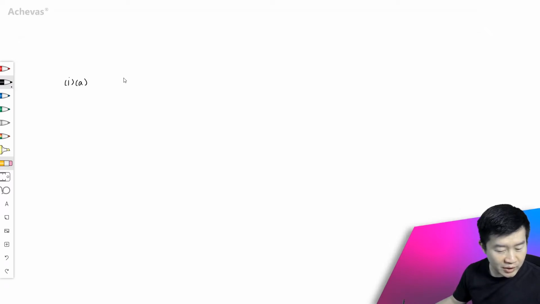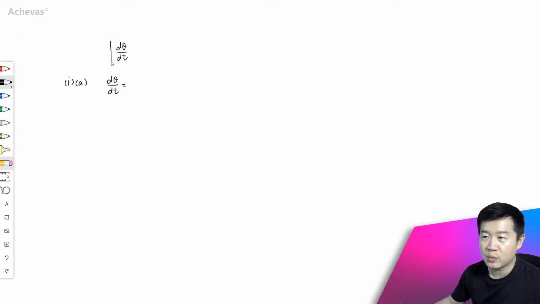We are supposed to write down a differential equation for theta and t. So we are supposed to come up with a d theta, dt. And according to the question, theta is the temperature of the water, t is in minutes. So for d theta dt, we are working on the rate of change of the temperature of the water.